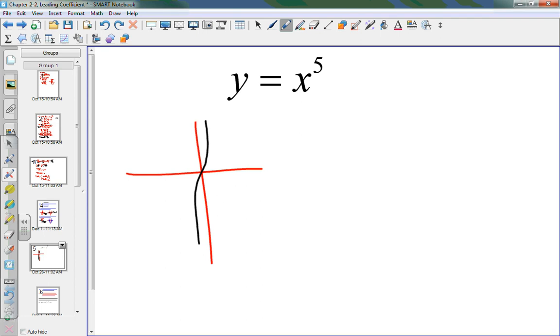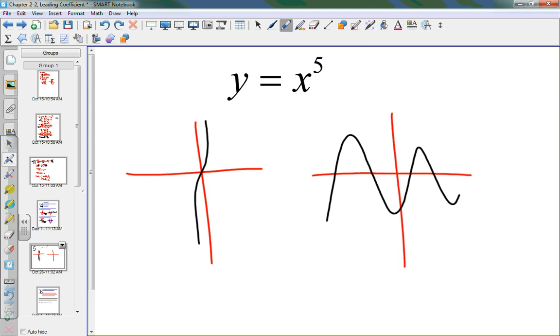Another way this thing is going to look. How do I know that that's x to the fifth? 1, 2, 3, 4, 5. It crosses 5 times, right? Do we see that? So that's degree 5. Okay, does that make sense? Yes or no?